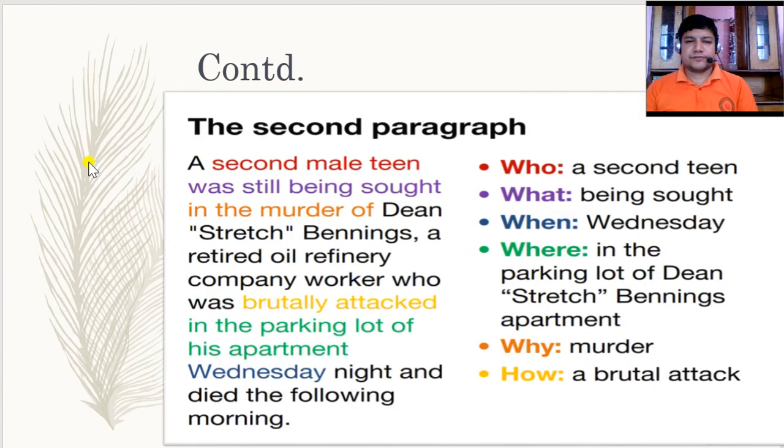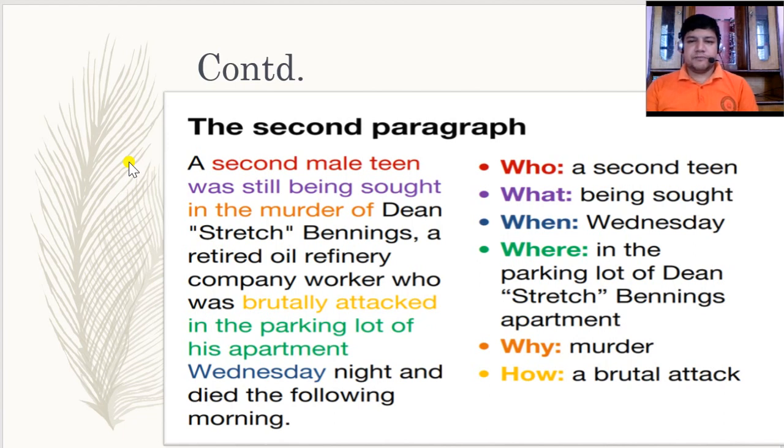Second paragraph. Here also you can find the answer to those questions, like a second male teen was still being sought in the murder of Dean Stretch Mennings, a retired oil refinery company worker who was brutally attacked in the parking lot of his apartment Wednesday night and died the following morning.